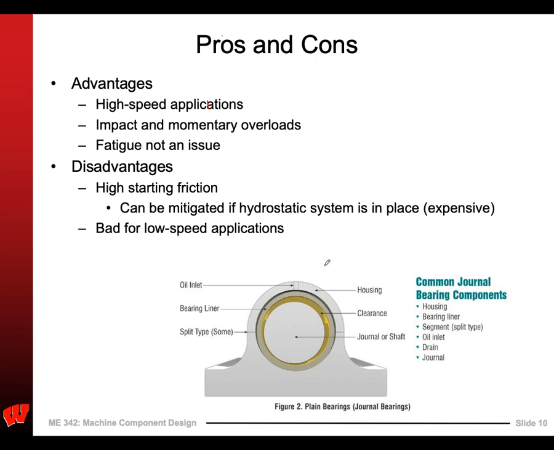This picture gives us a little better view. Here's the journal or the shaft, which rotates in here, and this is the housing. The clearance, often represented with the letter C, is the little gap of oil when this thing is sitting at equilibrium. And this we call the radius of the shaft, R.